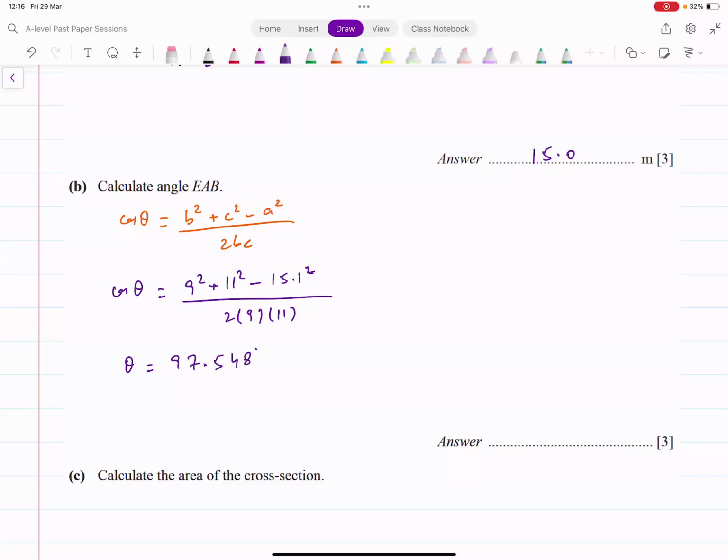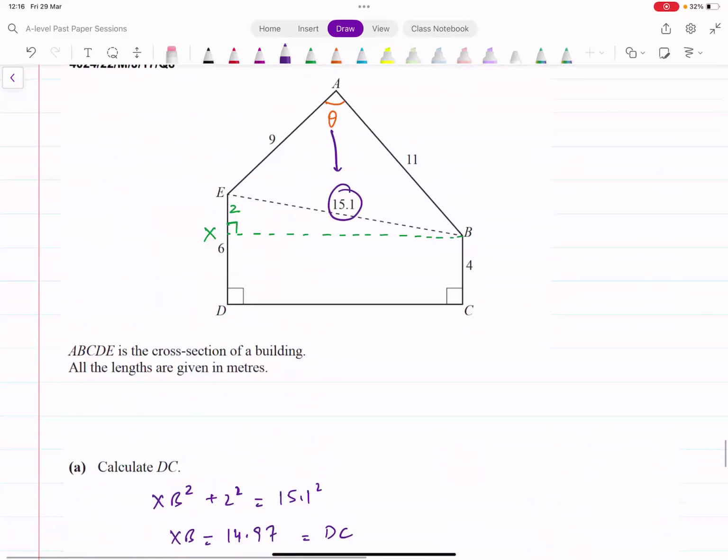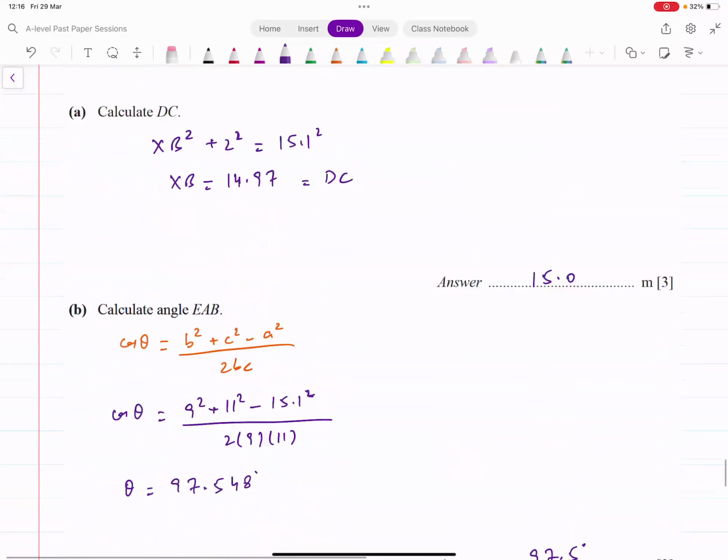If you were to round it off, it would be 97.5 degrees. That's the angle EAB that we were looking for. All right, it's 97.5 for it.